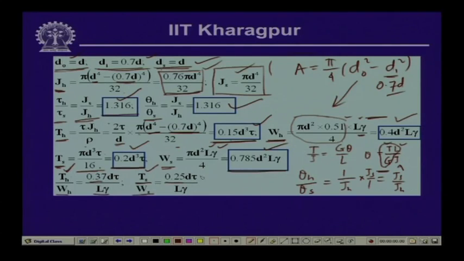Now, d tau by L gamma, this particular parameter is constant for both the shafts, they are identical, because they are subjected to the same amount of stress, for the same length, for the same unit weight, and having the same outer diameter. Hence, as we can see, the strength to weight ratio is more in case of tubular section than the solid shaft.